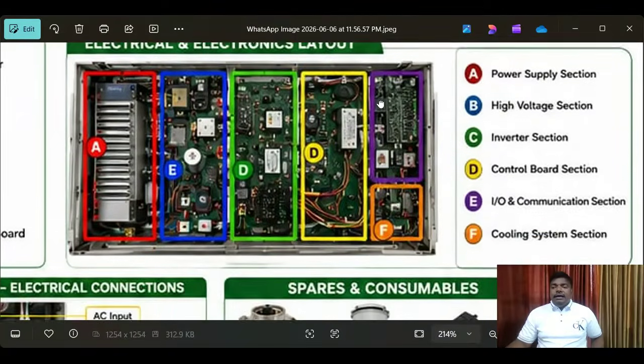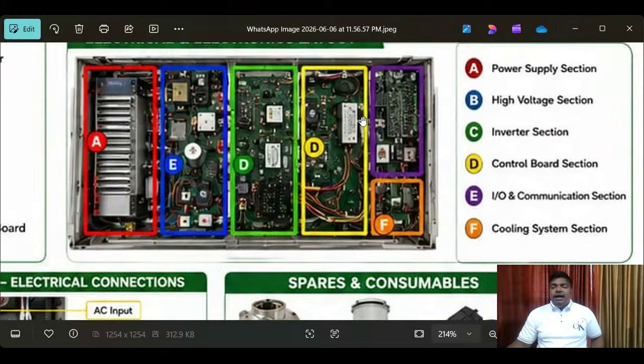Next, see here, the next one is the high voltage inverter. Okay, high voltage inverter, this one. Next, see the inverter section. For every topic we can go deeply, but in this live session, as a complete guide, I try to give you the basic things.